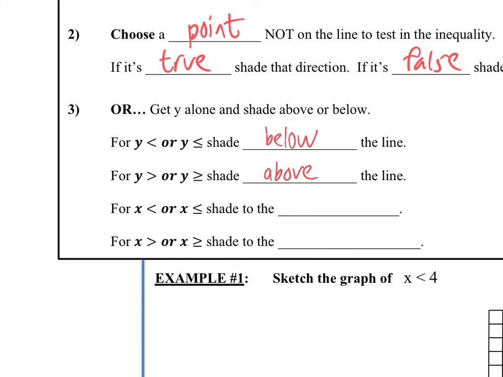And the last thing we have to talk about is x is less than or equal to, because that one we're actually going to shade to the left. Because if you remember, x is equal to 4 is a vertical line. It's a vertical line, so we can't shade above or below a vertical line, right? That does make sense because it's already a vertical. And then the opposite direction, if we have greater than or equal to, we're going to shade to the right.